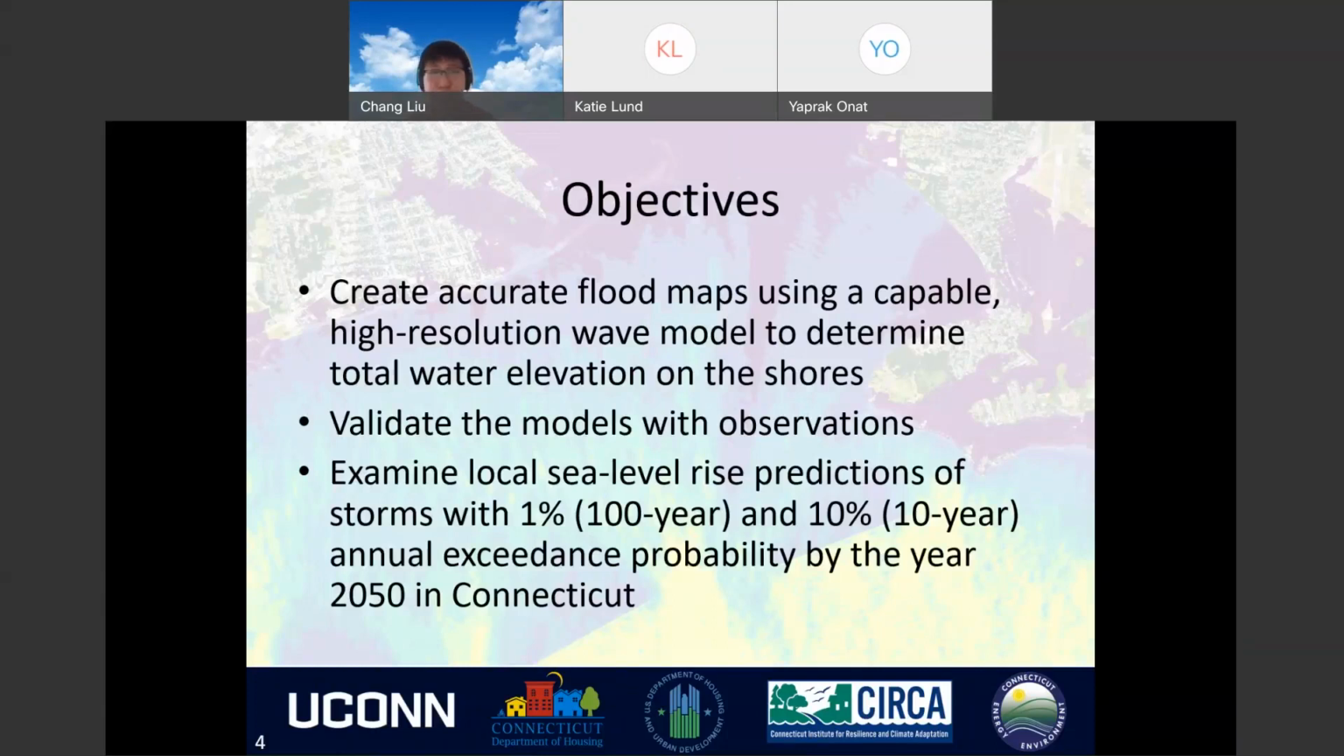A little more explanation on the AEP, or annual exceedance probability. That's the probability that an extreme storm occurs annually. So 1% corresponds to a 100-year storm. So the lower the number is, the rarer the event will be.